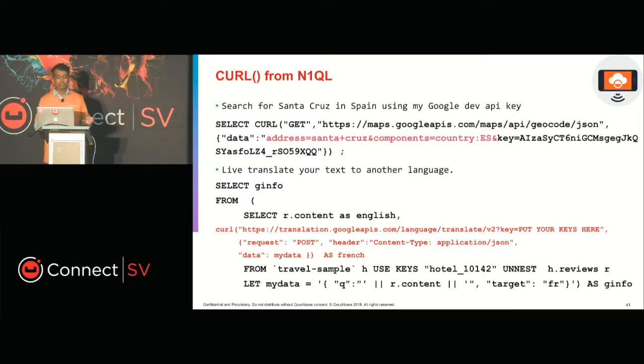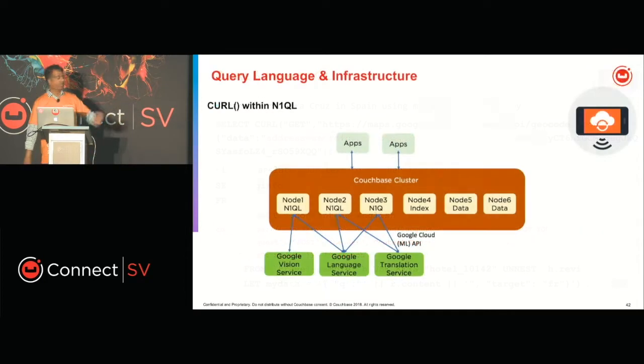So again, here I'm using a translation API to say, okay, I have some data, and I'm posting the data to the Google Translation API and getting the translation back. So we have customers doing this live translation of any text, and you can do that within the query engine. This is kind of the architecture of how this works. So just try it out. It's a pretty straightforward thing.